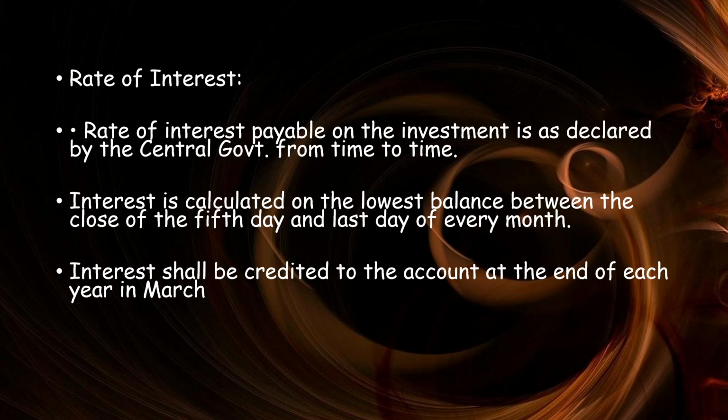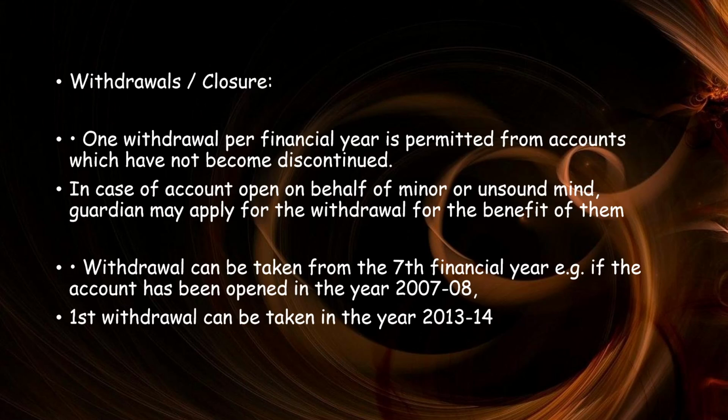Rate of interest. The rate of interest payable on the investment is declared by the central government from time to time. So the central government will decide the interest rate. They are usually more than FD rates of banks. So how is interest calculated? It is calculated on the lowest balance between the close of the 5th day and the last day of every month. On that amount the interest will be calculated, and it is credited at the end of each year, in March.